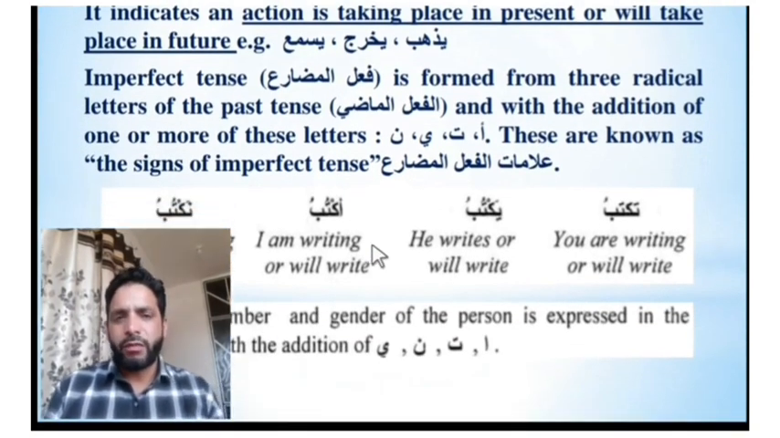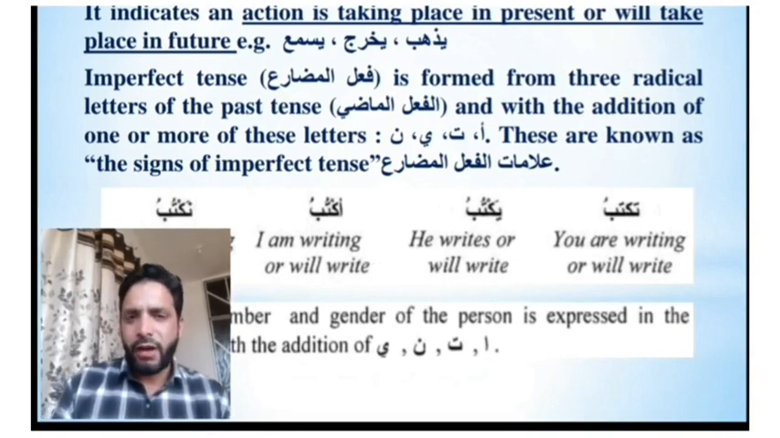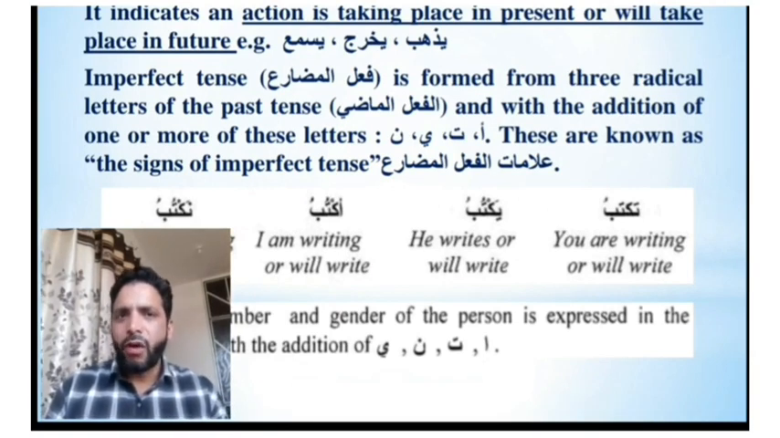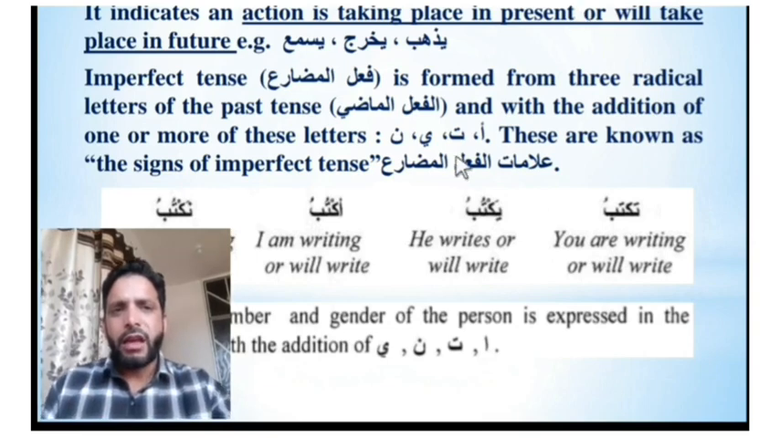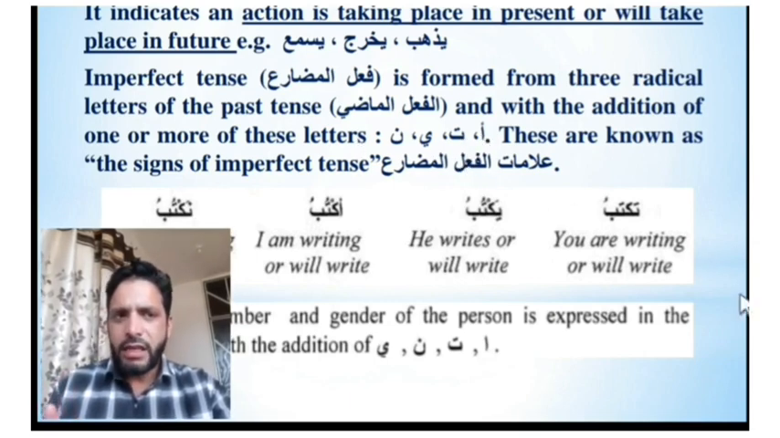The imperfect tense is formed from the three radical letters of the past tense, al-fi'l al-mazi, with the addition of one or more of these four letters, alif, ta, ya, and noon. These are known as the signs of the imperfect tense, alamat al-fi'l al-mudari. So how do we convert a fi'l mazi into a fi'l mudari? We can just add one, two or three letters from these four letters: alif, ta, ya, and noon. You can memorize them by memorizing atain, in which all four letters come.